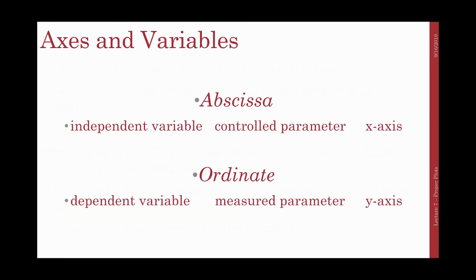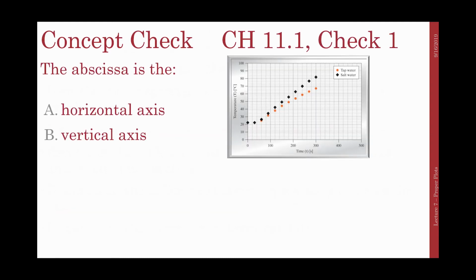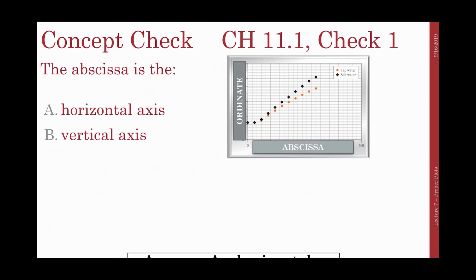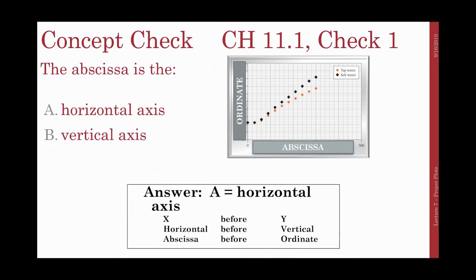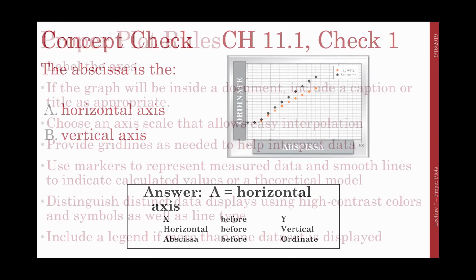So the abscissa is your independent variable, it's your control parameter, it's your x-axis. Your ordinate is your dependent variable, it's your measured parameter, and it's your y-axis. So the abscissa is the horizontal axis, and your ordinate is your vertical axis. You can remember it by x is before y, horizontal is before vertical, and abscissa is before ordinate if you think about them in an alphabetical manner.